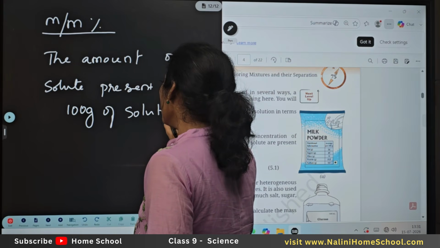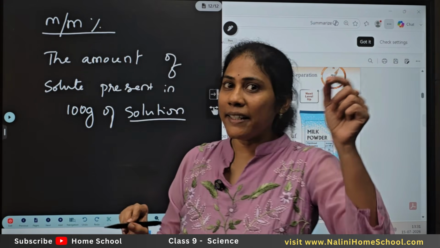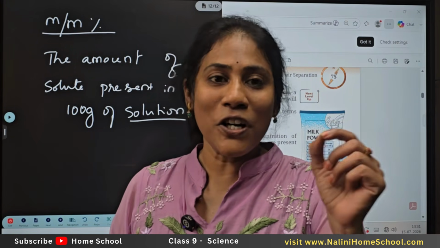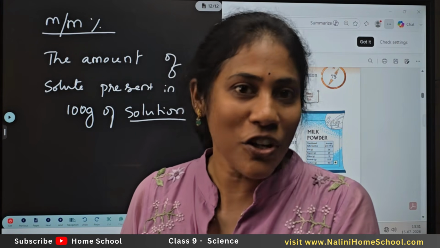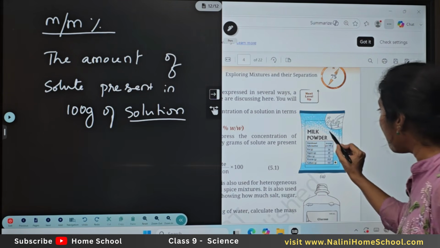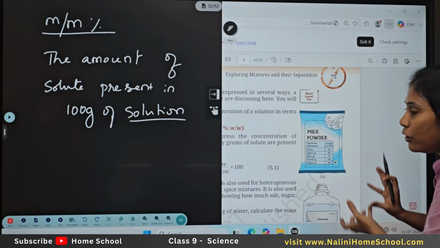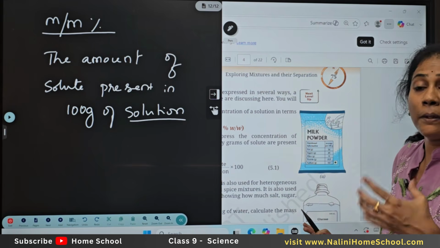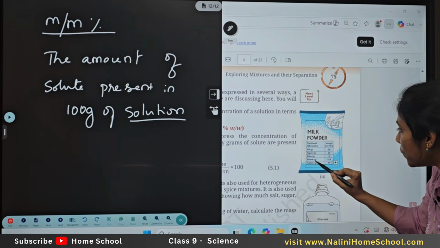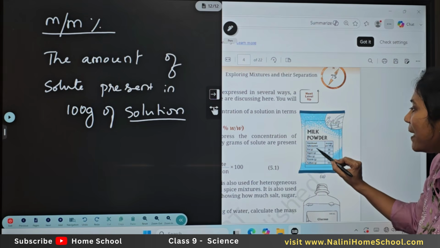I told you a solution need not be a solid mixed with a liquid. A solution need not be a liquid. A solid mixed with a solid is also called a solution, isn't it? So here this milk powder is a solution. It is a solid solution because all the components, the fat, sugars, fiber, protein, sodium, all of them are solids.